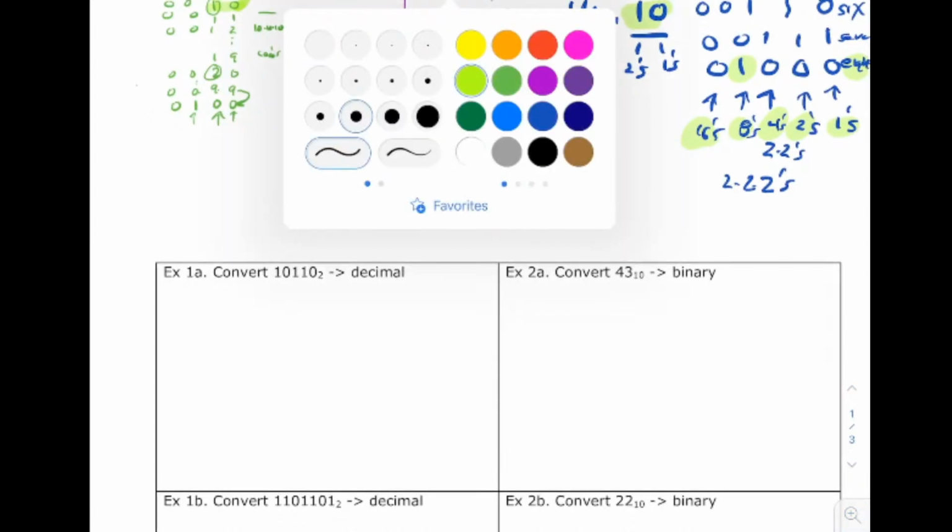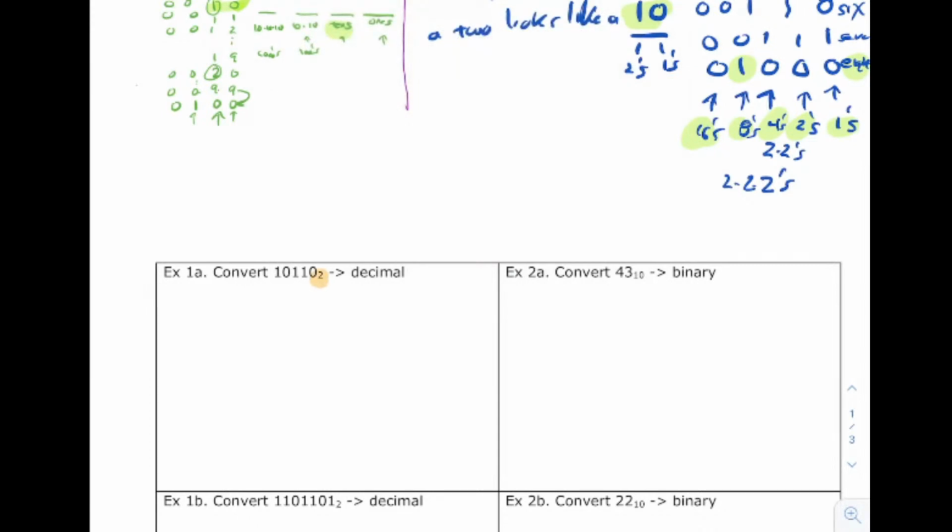So you see this little 2 here? This indicates that this is a base 2 number. Otherwise, if you look at 10110, you might think, what is that, 10,000 something? No, it's not 10,000 something, because it's not written as a decimal number. It's written as a binary number. Our goal is to figure out what the decimal number is.